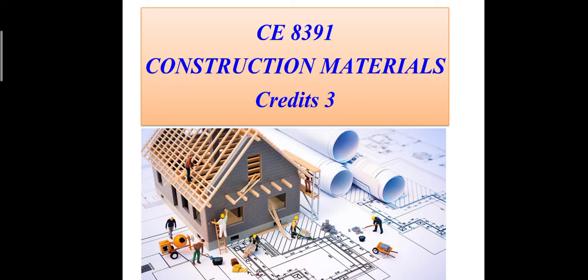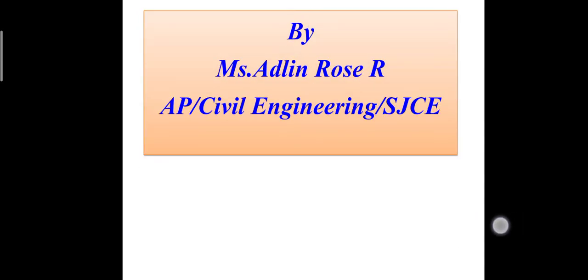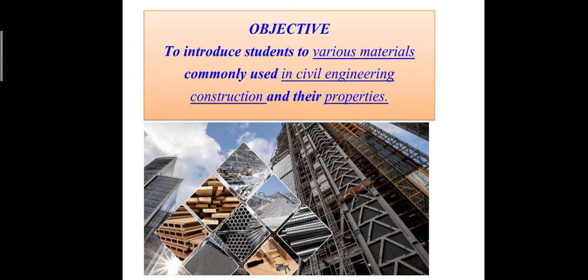C8391, construction materials, a subject code from Anna University, Chennai, which carries a credit of 3. And this is the objective of the subject. As the name indicates, we are going to study the uses of different materials that are used in construction, and we are going to study the in-depth properties of the different materials that we are going to use in constructions.